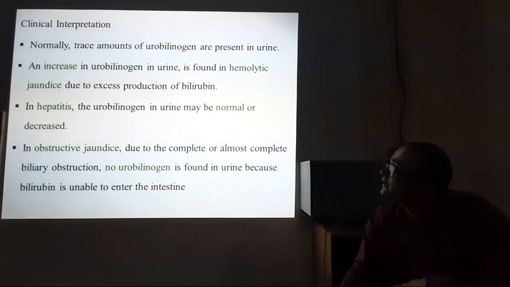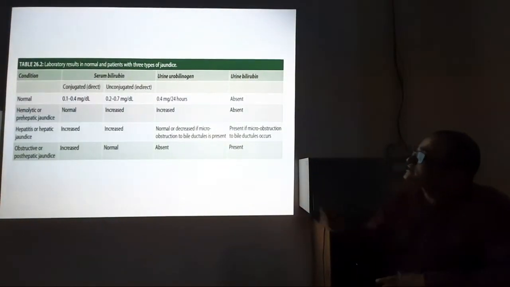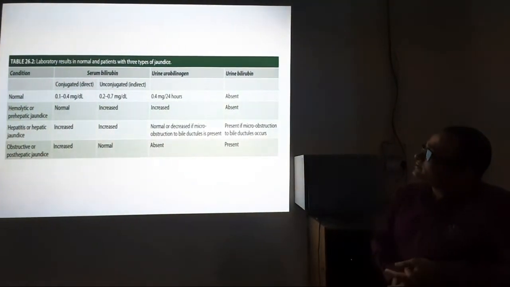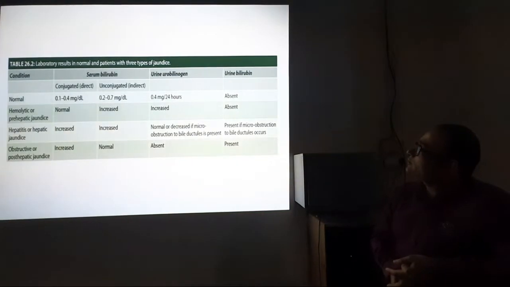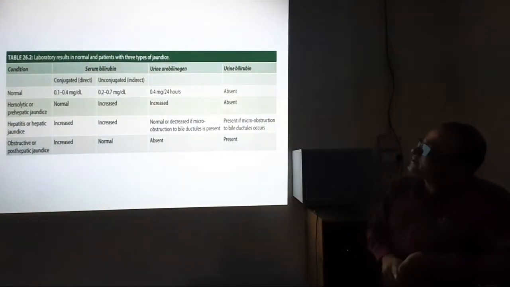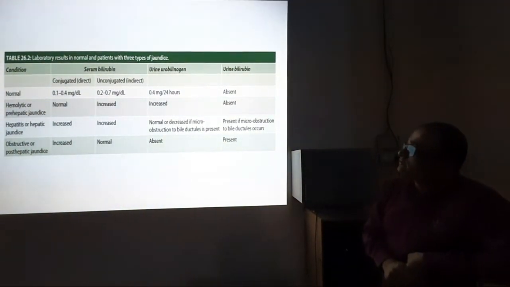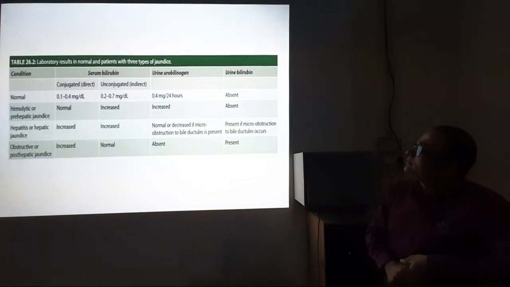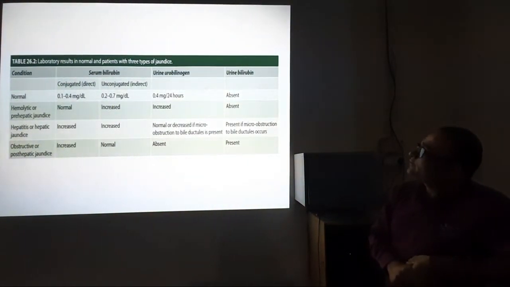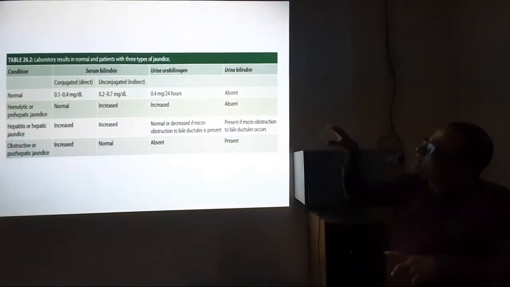So we will see the chart. There it is nicely explained. We will detect three things: serum bilirubin, urine urobilinogen and urine bilirubin. What is the normal level of conjugated? 0.1 to 0.4. What is the normal level of unconjugated? 0.2 to 0.7. And the normal level of urine urobilinogen is 0.4 milligram per 24 hours. And normally urine bilirubin is absent. So these are the normal parameters.